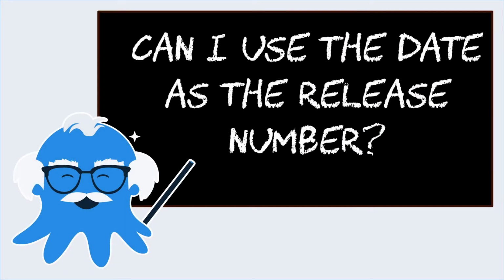Today we're versioning our releases. The question is, can I use the date as the release number? This is a pretty common versioning strategy. Let's take a look at how you would do it in Octopus.